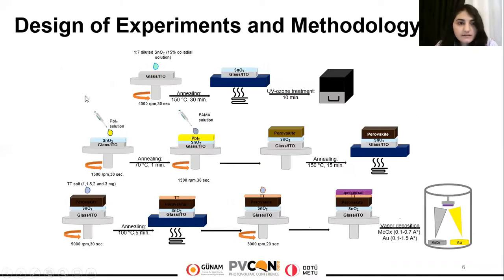As you can see here, this is our experiment design. This is a simple illustration. After we coat perovskite, we are coating TT salt in different concentrations. Due to time limitation, I only show you our further optimization. We got the highest efficiency with 2 mg per milliliter salt.